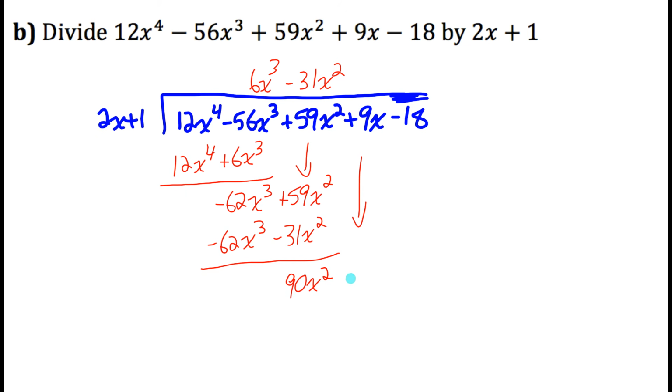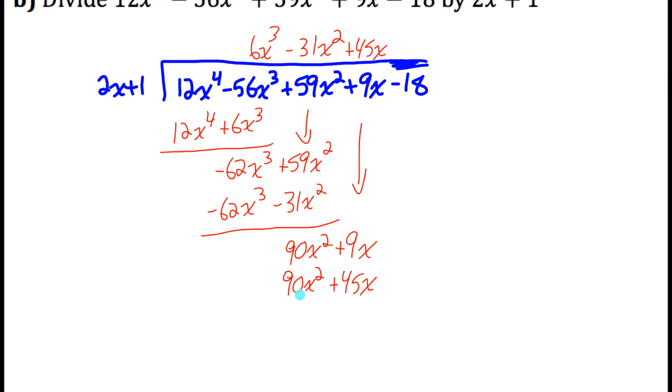Bring down the next term. 90x squared divided by 2x would be 45x. Multiply that 45x by 2x plus 1. Get 90x squared plus 45x. Subtract, and I would get negative 36x. Bring down the negative 18 and do the process one last time.